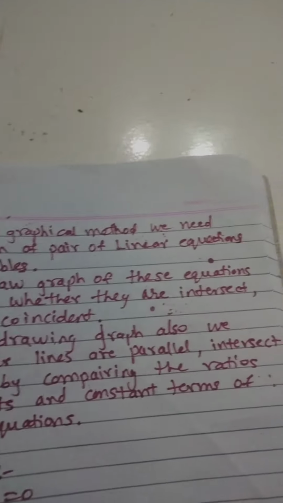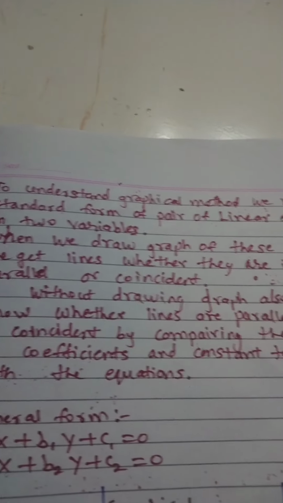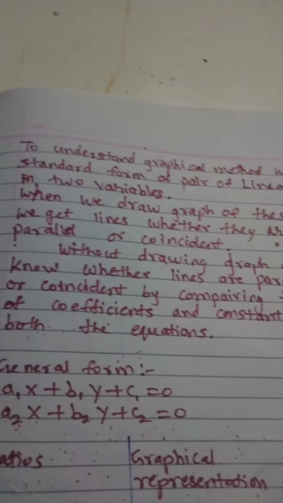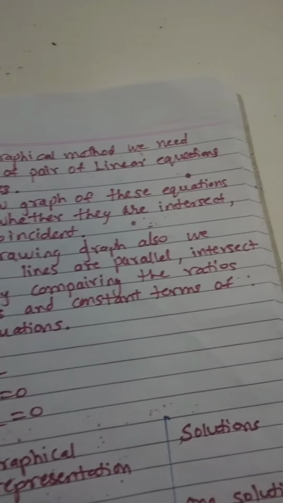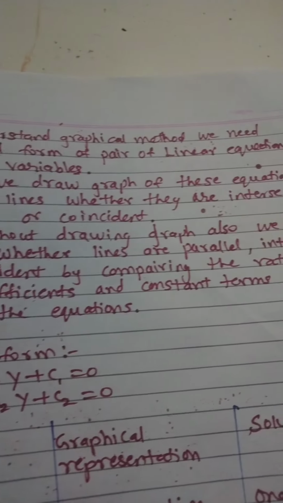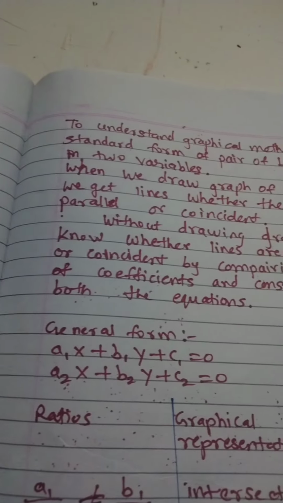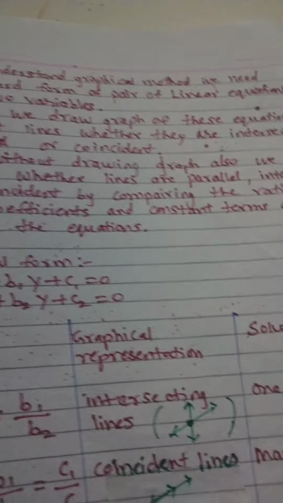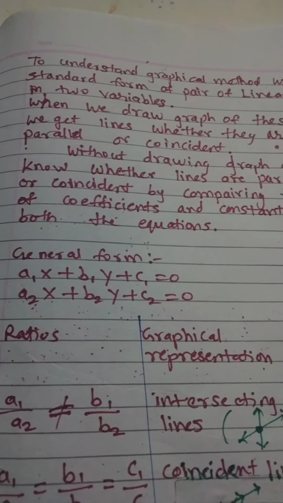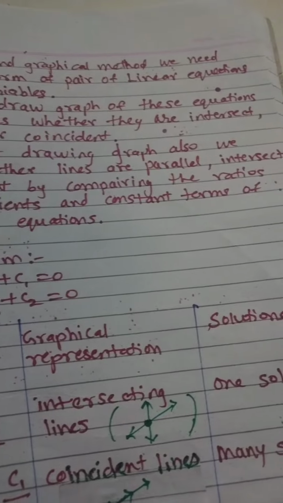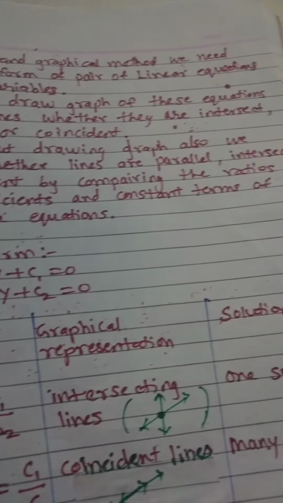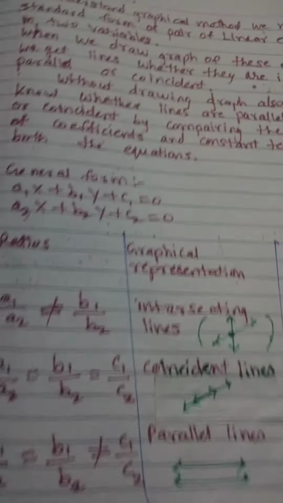To understand the graphical method, we need the standard form of a pair of linear equations in two variables. When we draw the graph of these equations, we get lines that are either intersecting, parallel or coincident. Without drawing the graph, we can also know whether the lines are parallel, intersecting or coincident by comparing the ratios of coefficients and constant terms of both the equations.